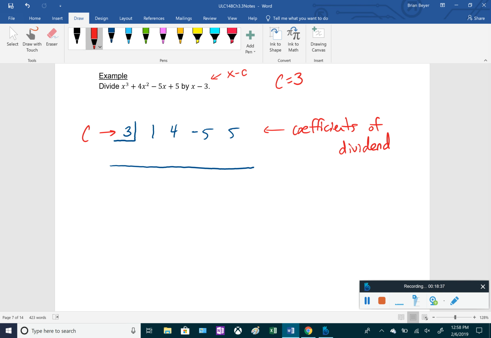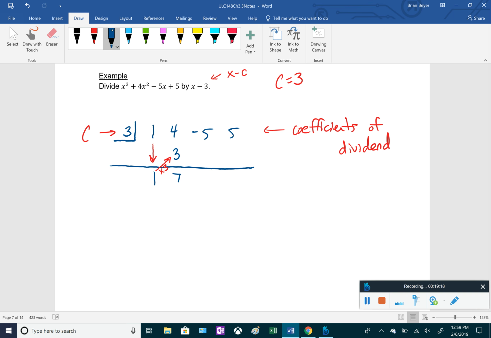Okay, so what we are going to do is we're going to use those coefficients and that c value to find the coefficients of our quotient. So what we do is first, we're always going to bring down that first coefficient and put it right here. What we're going to do is we're going to multiply that c value by this number down here that we dragged down, and we're going to put the result right here. So this is going to be 1 times 3. 1 times 3 is 3.